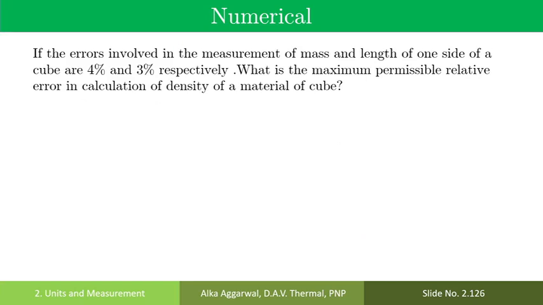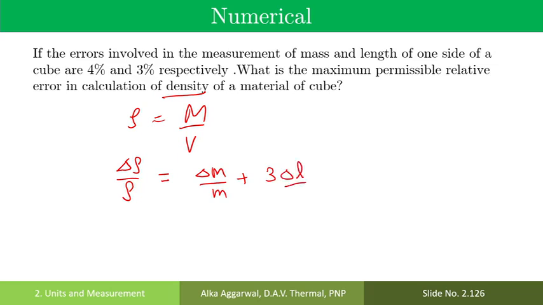Now take the numerical: the errors involved in the measurement of the mass and the length of a cube are 4% and 3% respectively. What is the maximum permissible relative error? So here we have to find out the density. Use the formula of density, which is equal to mass upon volume. The relative error in the density, delta rho upon rho, is equal to the relative error in mass plus 3 times the relative error in length.